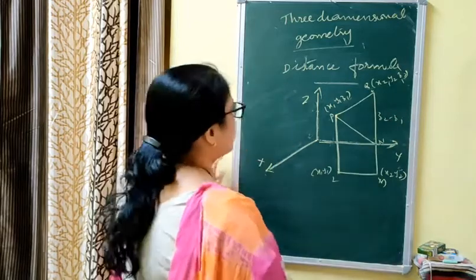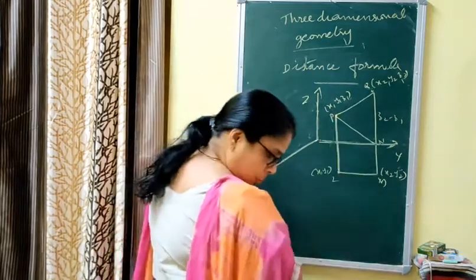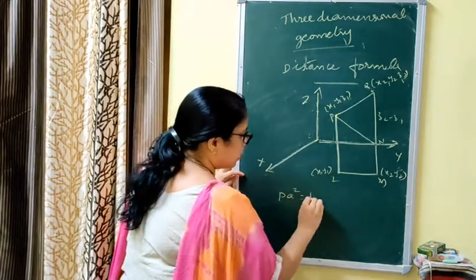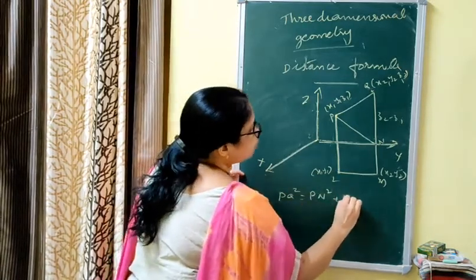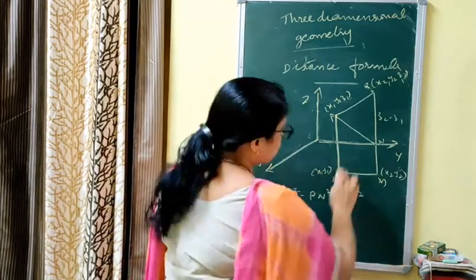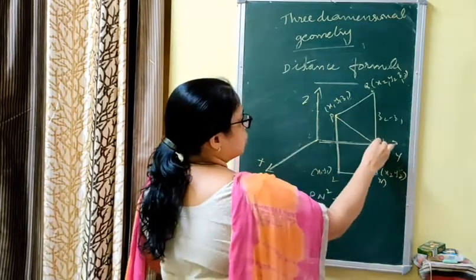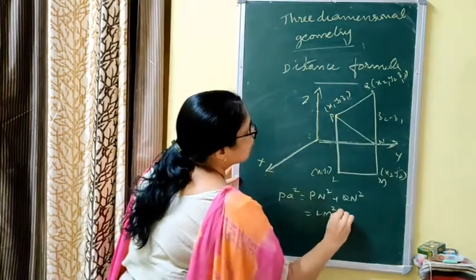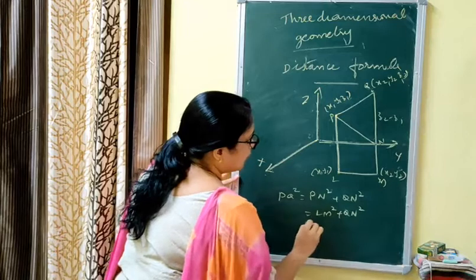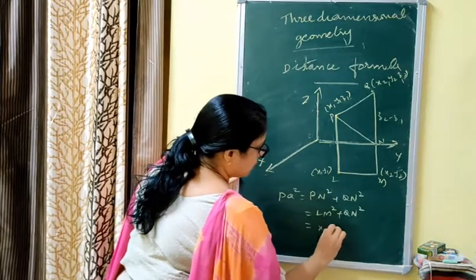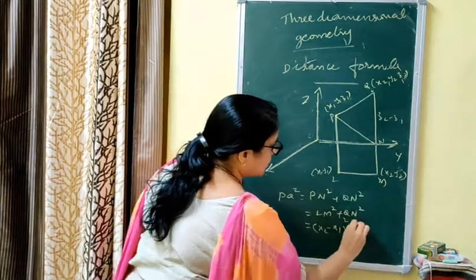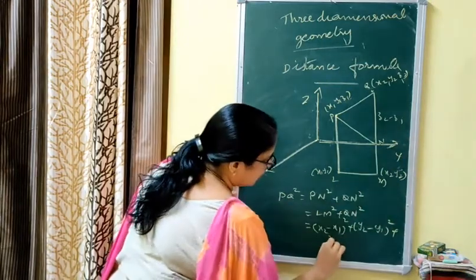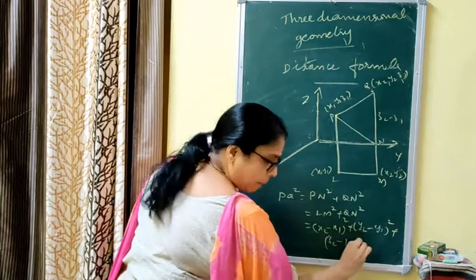Now if you apply, PQ square is equal to PN square plus QN square. This is perpendicular, but in the 2D plane we can find the perpendicular like this. That is, PN square is LM square, plus QN square. LM square is (x2 minus x1) whole square plus (y2 minus y1) whole square. QN square is (z2 minus z1) whole square.